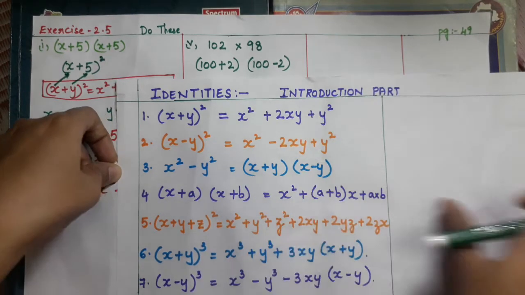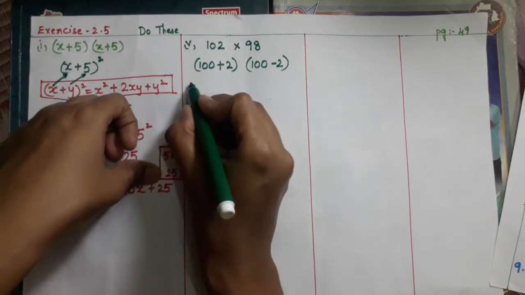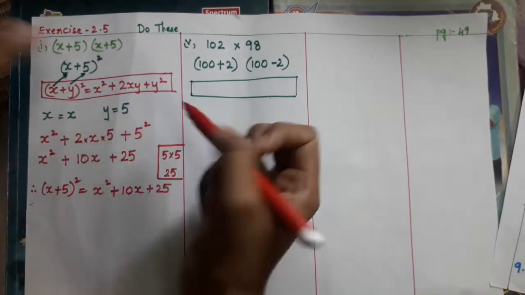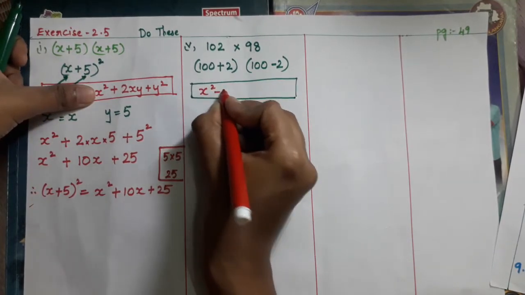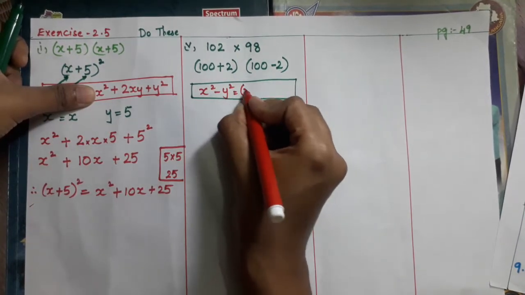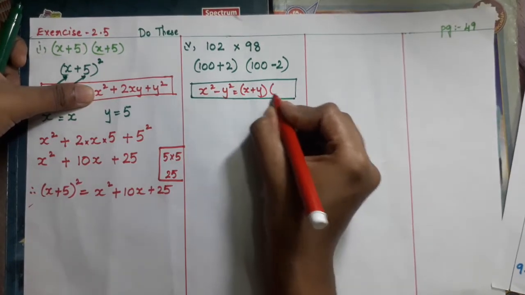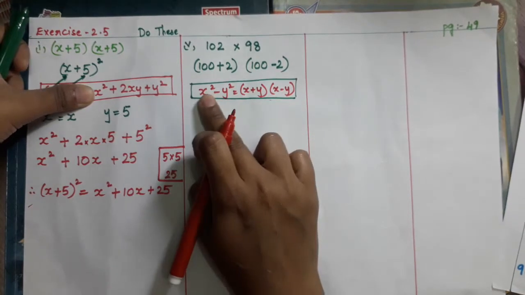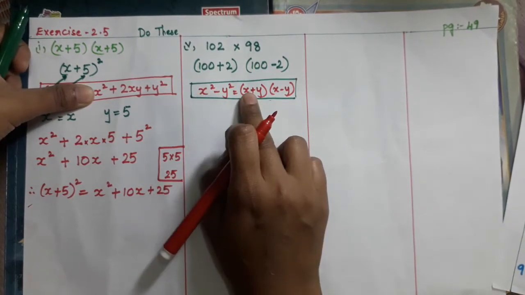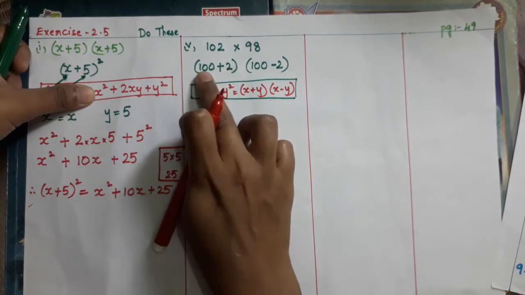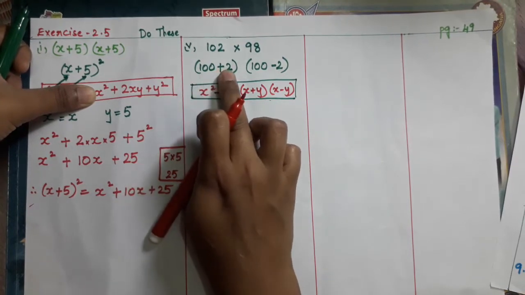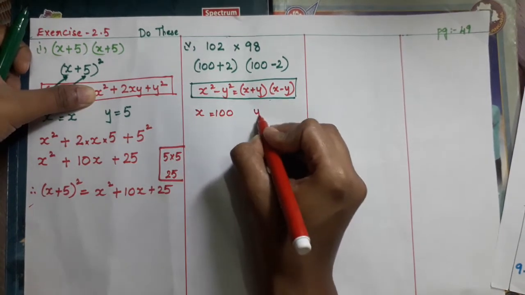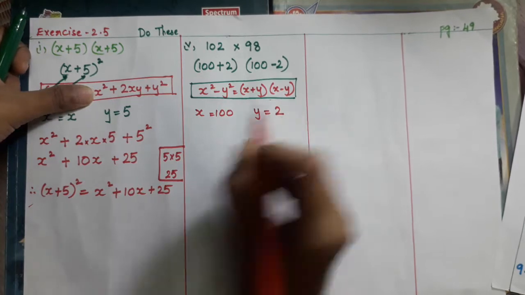Now I'll be writing the identity. You have to write the identity in a box. So x square minus y square is equal to (x + y)(x - y). Now they have given it in this form, so we have to convert it into this form. Now what is x, children? Here x is nothing but 100. In (x + y), x is nothing but 100. x is equal to 100. What is y equal to? y is nothing but 2.